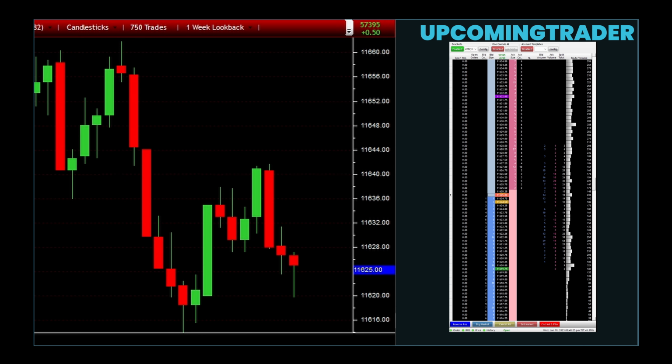Another mistake is anchoring from the wrong point. You want to anchor from meaningful places on the chart, like the start of a trend, a major breakout, or a reversal. Just clicking anywhere on the chart will not give you the best information.